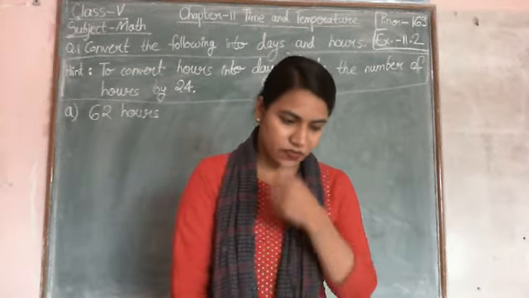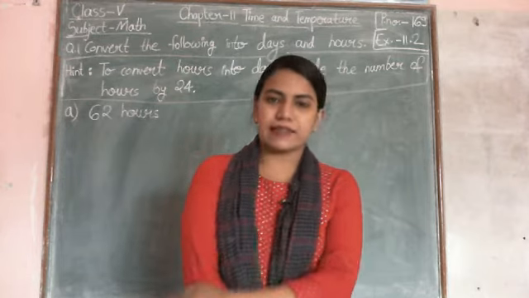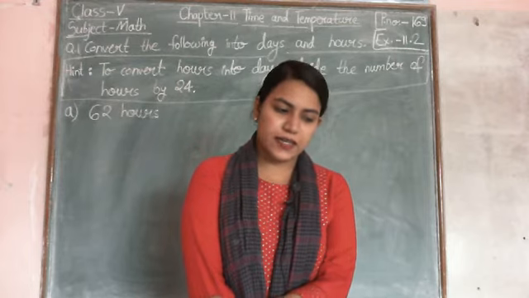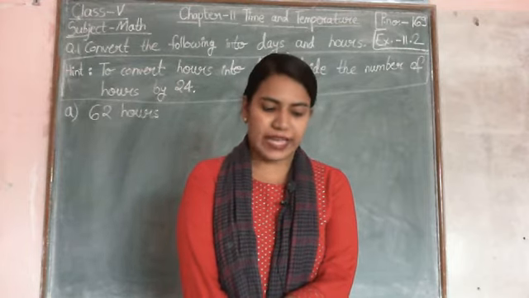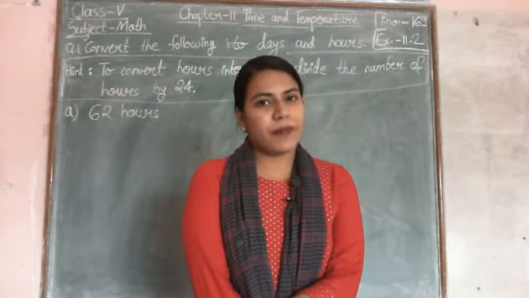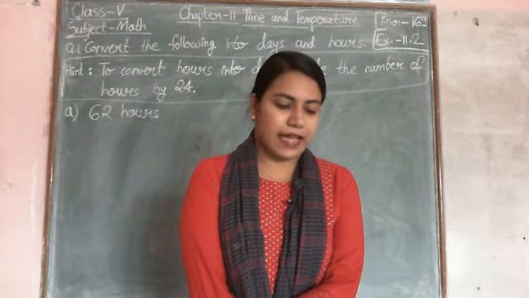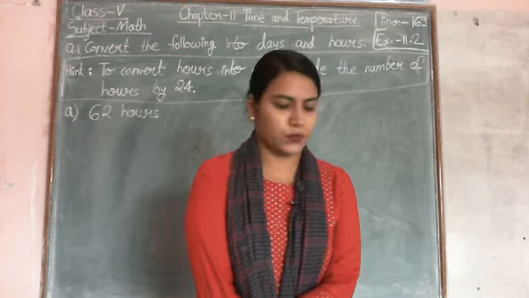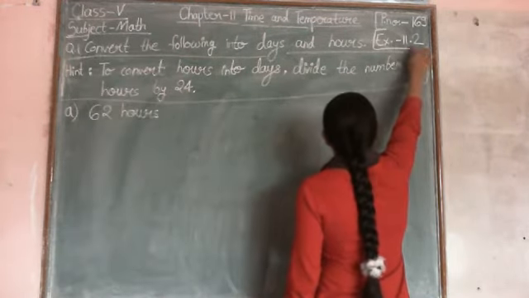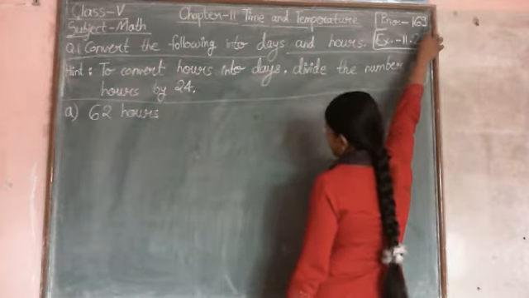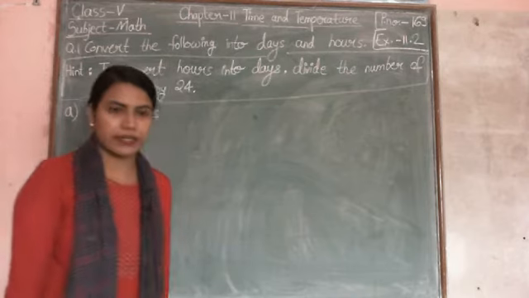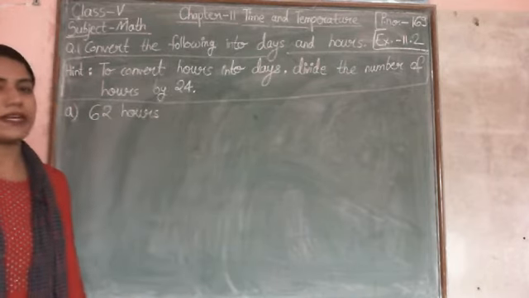In today's class we will cover exercise 11.2 question number 1. Your question number 1 is: convert the following into days and hours. Open your book to page number 169, exercise 11.2. We are studying chapter 11, time and temperature.